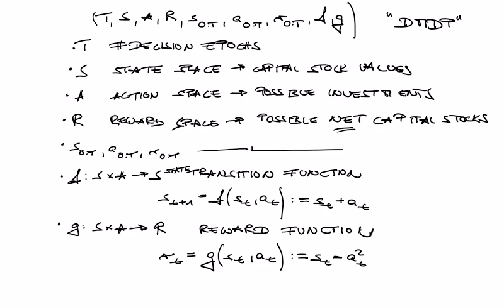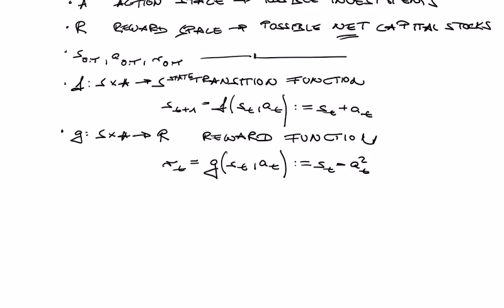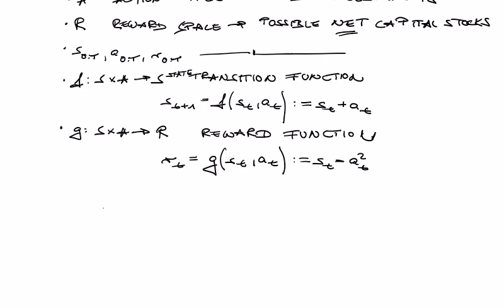And then we discussed also the problem, which then was to maximize the cumulative sum of rewards, which of course here is given by s_t minus a_t squared, over all time points and with respect to the actions. So the actions, which are all these investments.